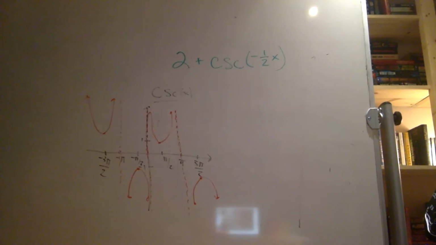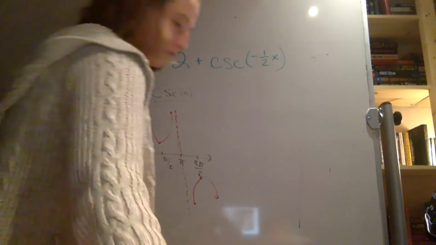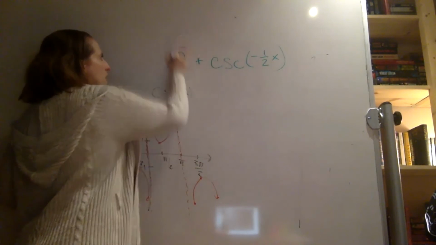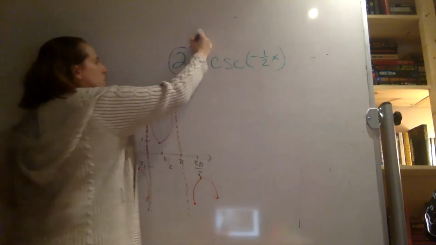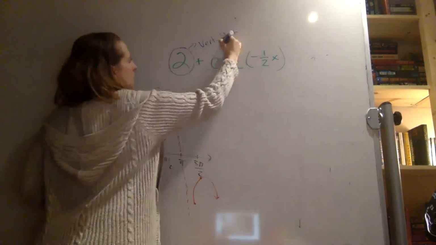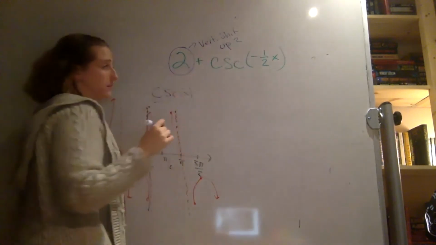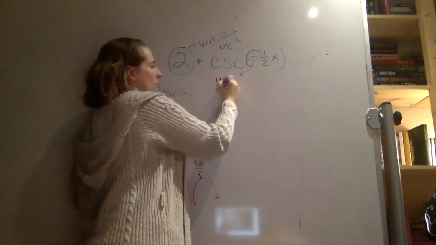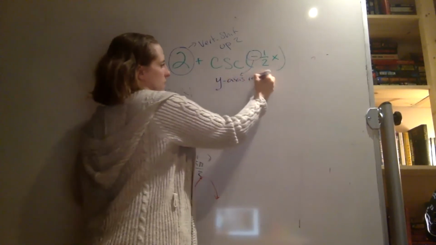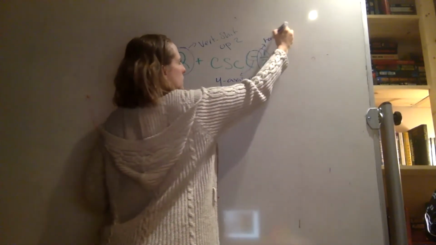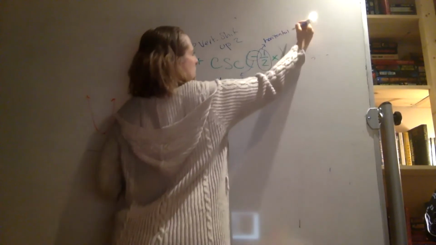Now let's think about what we've done to that basic cosecant function to get our 2 plus cosecant of -1/2 x function. Really there are 3 major things going on. This added 2 is going to be a vertical shift up 2. This negative inside with the x is going to be a y-axis reflection. And this 1/2 is our horizontal multiplier, and it's going to change our period.